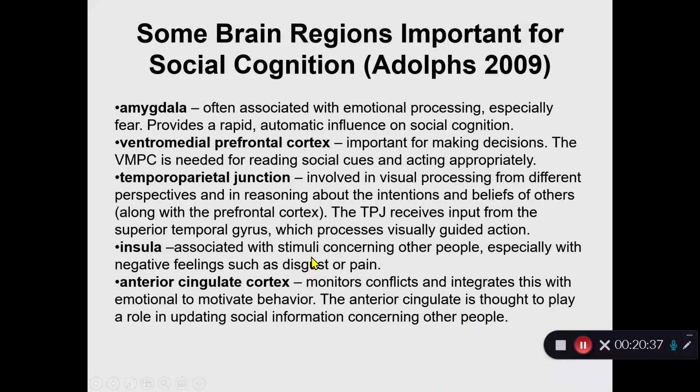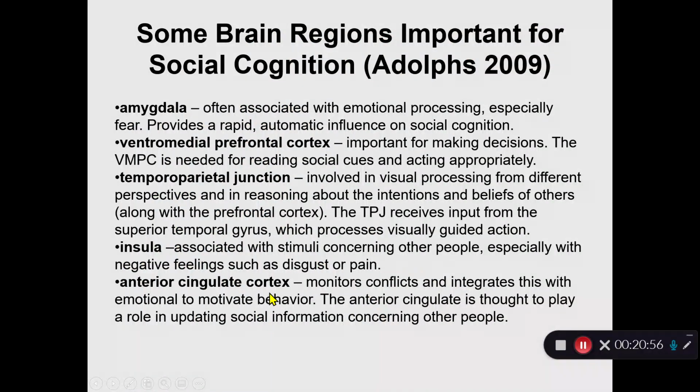How about the anterior cingulate cortex, which is between the hemispheres? It monitors conflict. So when you hear anterior cingulate cortex, you should think conflict. Very interesting area. It's going to monitor conflict between the automatic processes and the controlled processes.